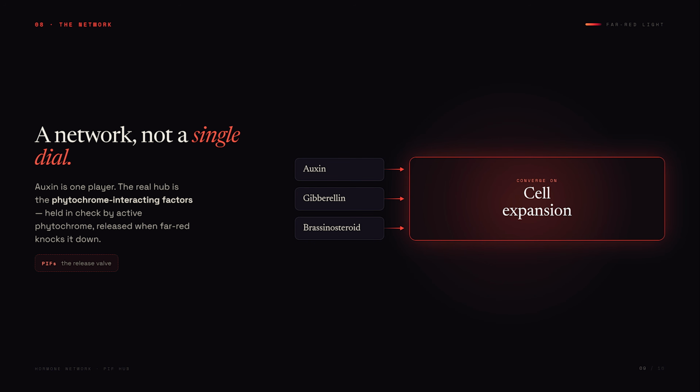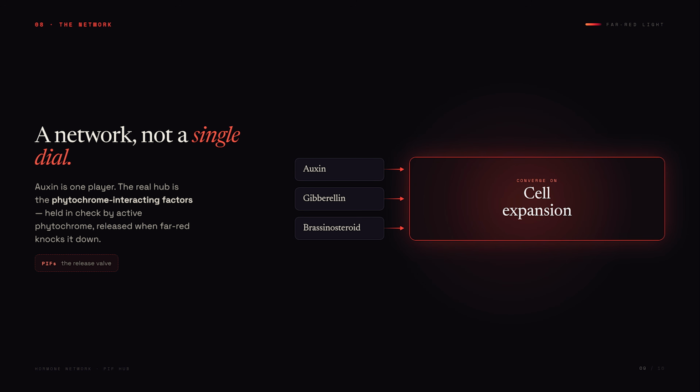Now let's talk hormones, because the popular version usually names just one. Auxin. An auxin is involved. A low red to far red ratio does push the plant to make and move more auxin toward those elongating cells. But auxin is one player on a team, and if you stop there, your map is incomplete. The bigger hub is a family of proteins called phytochrome interacting factors. Think of them as the molecular middlemen between the light switch and the growth response. When the active phytochrome is high, it keeps these middlemen in check. When far red knocks the active form down, the middlemen are released and they switch on growth programs.